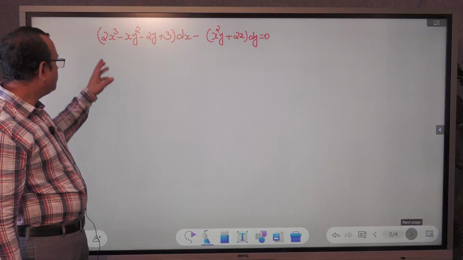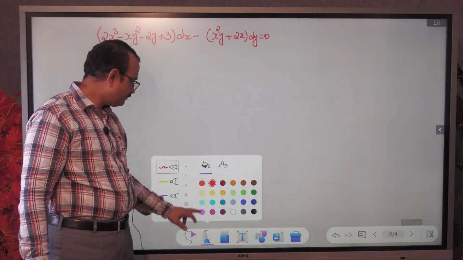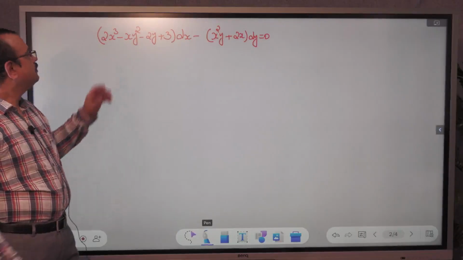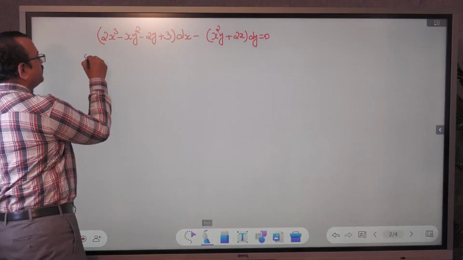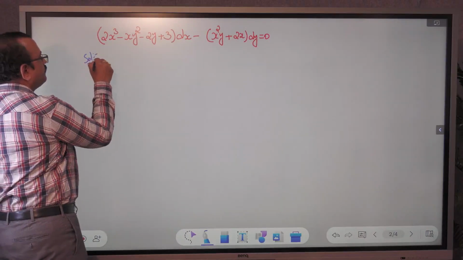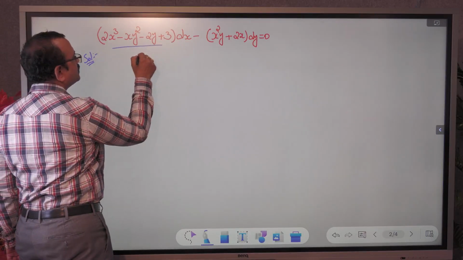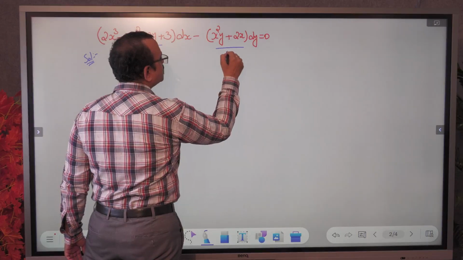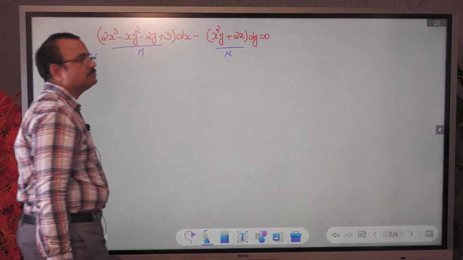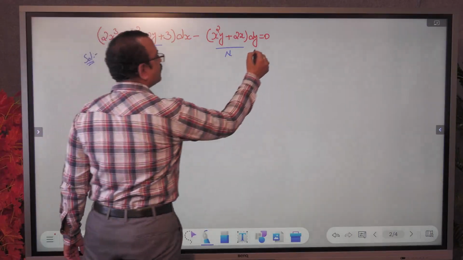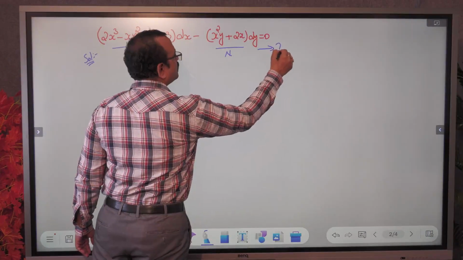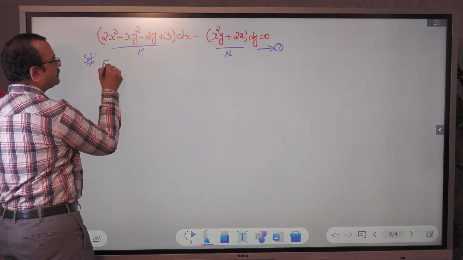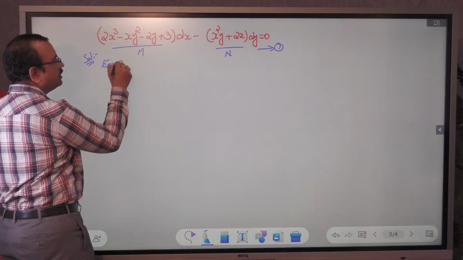Suppose for example we have an equation like this. Now if you observe, this equation is in the form of M dx plus N dy is equal to 0. Let me take this equation as equation 1.